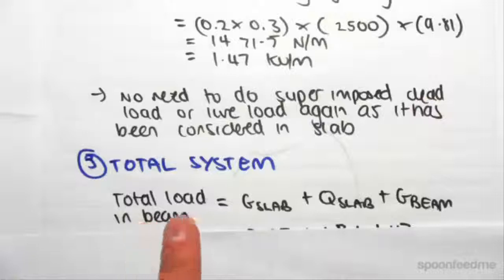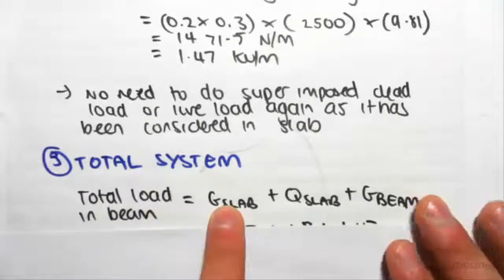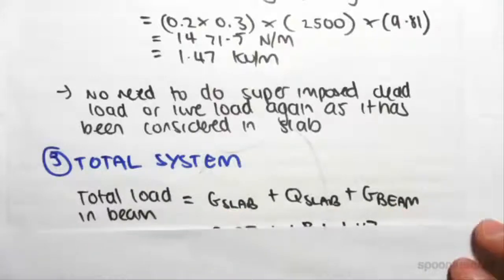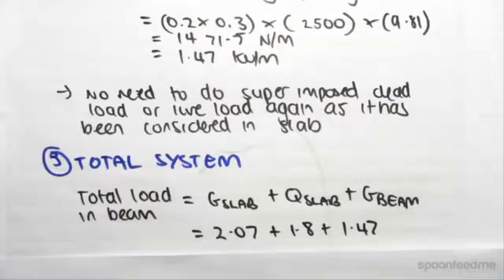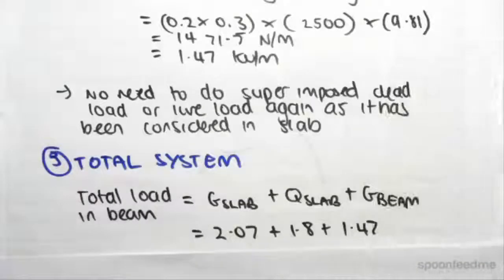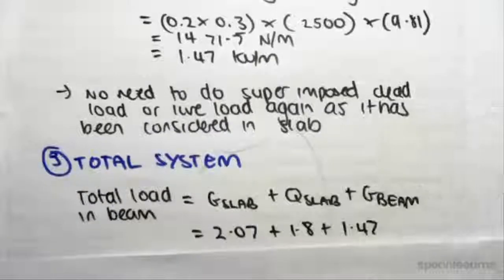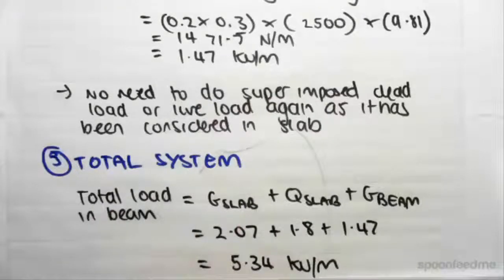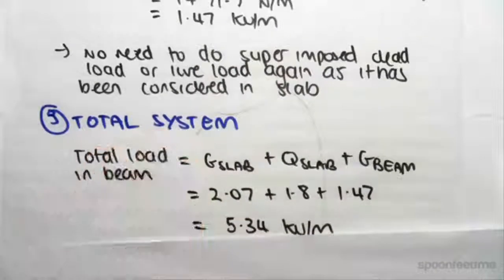So for the total system, the total load in the beam now will be the dead load of the slab plus the live load in the slab plus the dead load in the beam. Okay, so it's going to be 2.07, which was our dead load in slab, plus 1.8, which was the live load in slab, plus 1.47, which is dead load in beam. Okay, working this all out, we get 5.34 kilonewtons per meter.